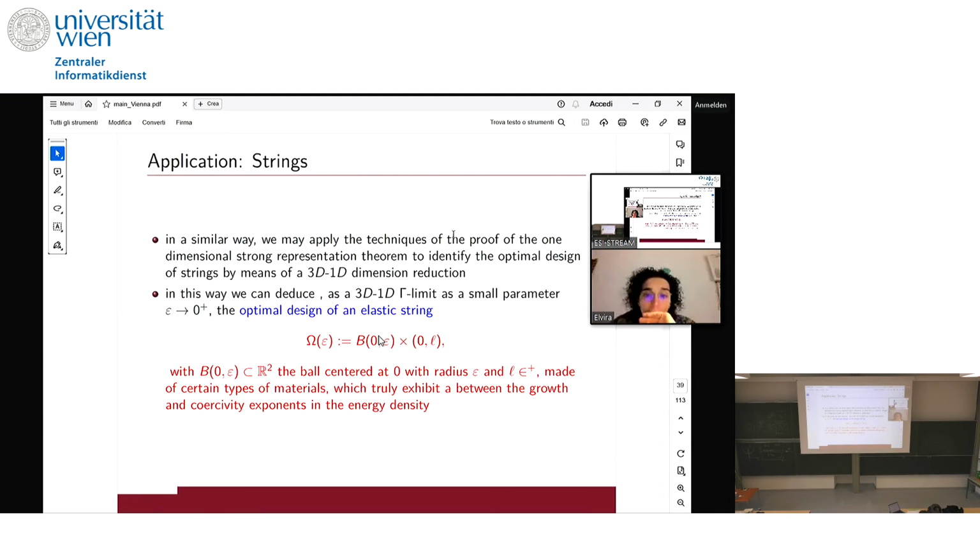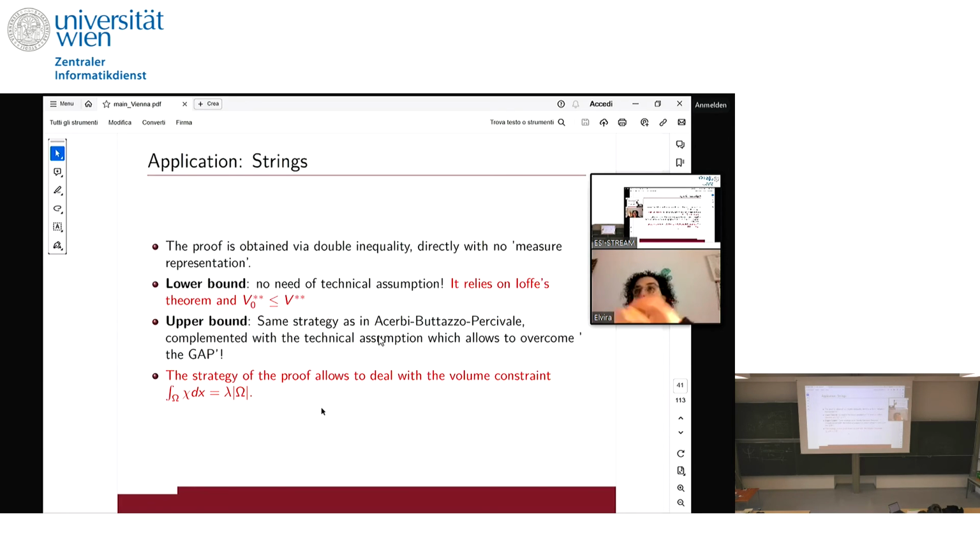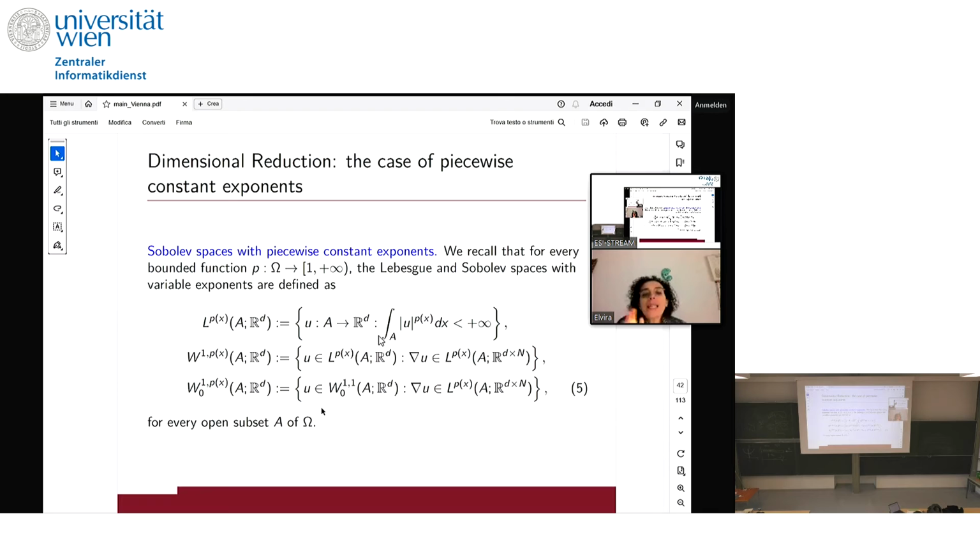The same result holds in dimension 1, so essentially for elastic strings, and one recovers the very classical result, because it goes back to Acerbi, Buttazzo, and Percivale, essentially obtaining the convexification of V0, where V0 is now the infimum with respect to the first two variables of the derivatives of u and the perimeter. I don't want to say anything about the proof.